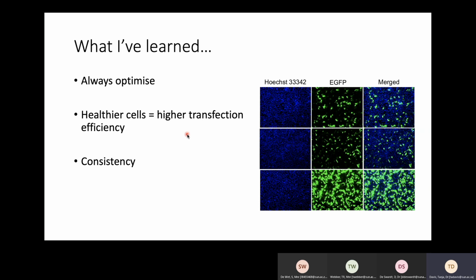If your cells are stressed, they're not going to like the extra presence of DNA or the transfection reagent. And so you're probably just going to end up inducing cytotoxicity and also have a low transfection efficiency. And then lastly, for me, consistency is very important.